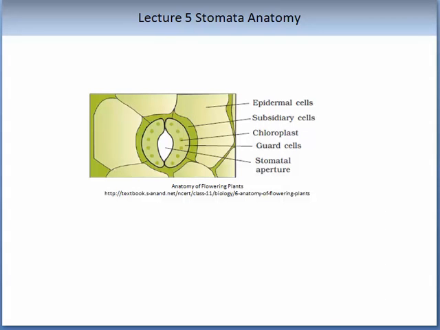The image on the slide shows a breakdown of the basics of the stomata anatomy. You will firstly note that the stomata are surrounded by epidermal cells. In between the epidermal cells and the stomata pore are the subsidiary cells. Each stomata is surrounded by two sets of guard cells, one either side of the stomata aperture. The stomata aperture is actually a hole or opening to the environment.